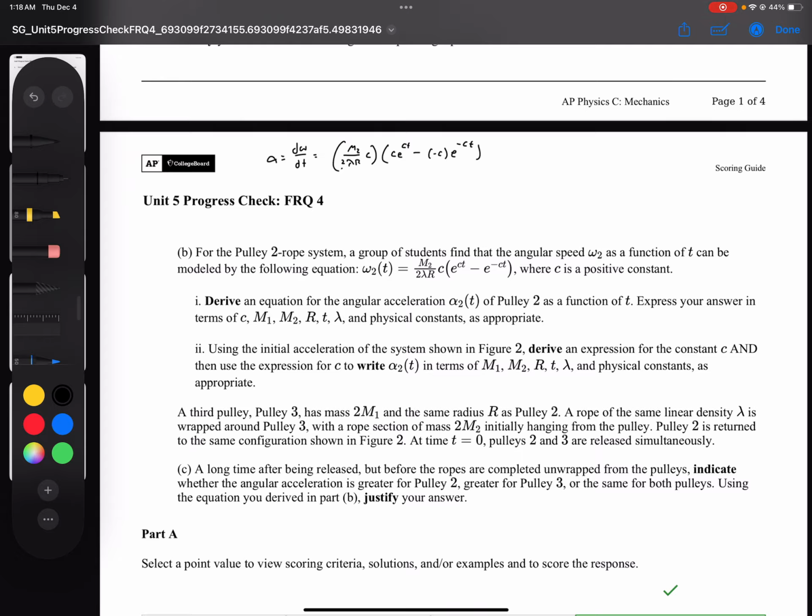So I take the derivative of the function, and the only thing that really changes are the exponentials, right? Because those are the only ones that have time in them. But I'm kind of working this out. So what I can do here is factor out a c. Okay, so I have c squared. So I have m2 over 2 lambda r times c squared times e to the ct plus e to the negative ct. All right, so don't forget to distribute that minus sign. So we distribute that minus sign, and then we end up with this expression. And this is my angular acceleration.